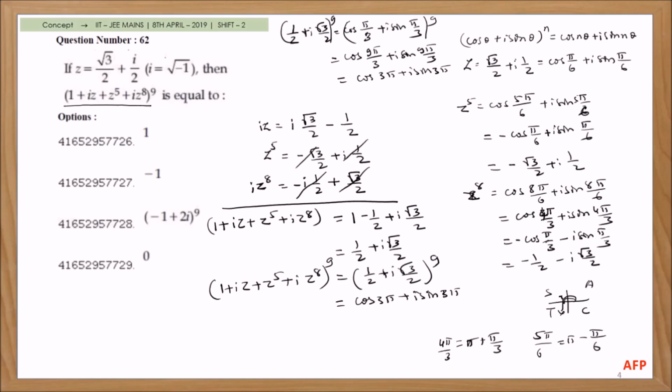Sine 3 pi is 0. Cos 3 pi is minus 1. So here option 2 follows.